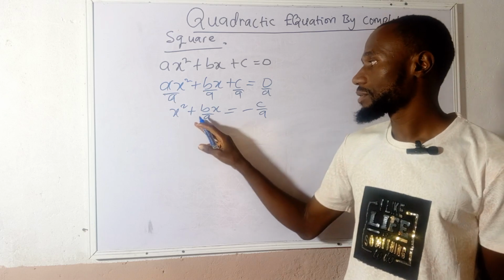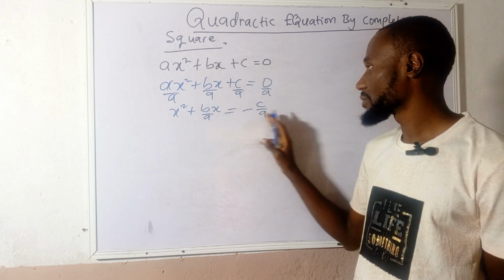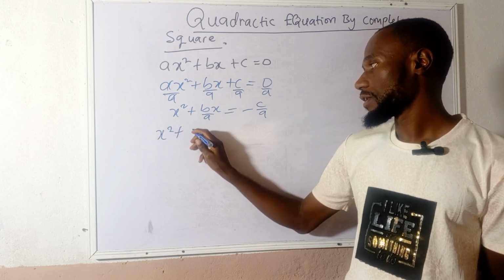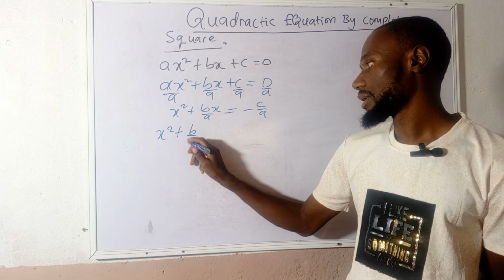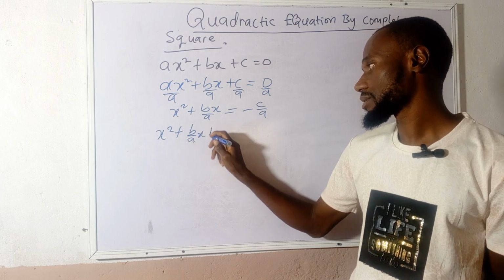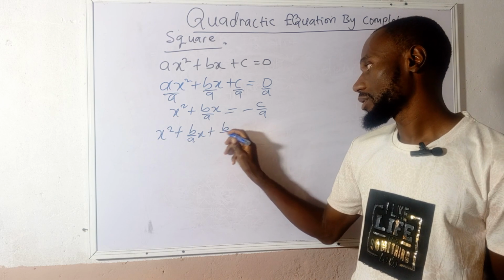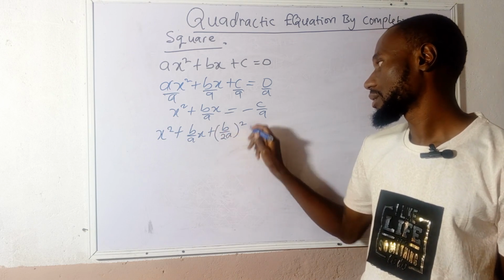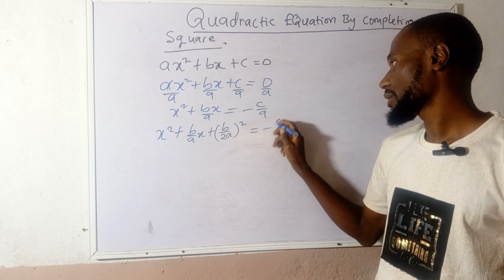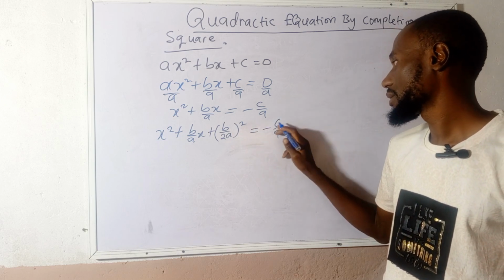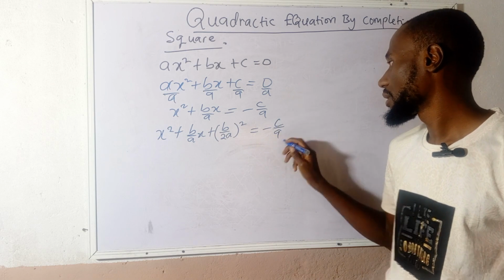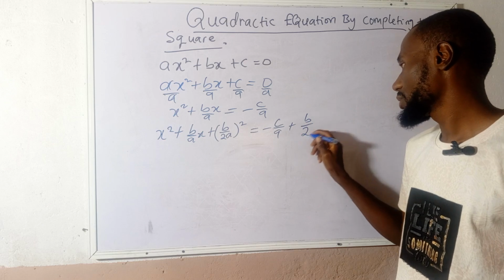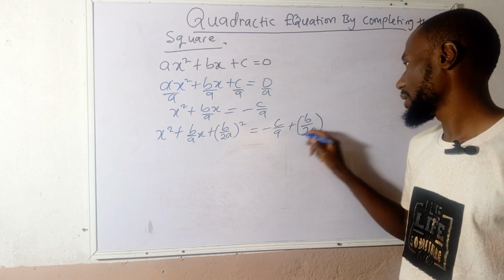Then secondly, we are going to find half of b, square it and add it to both sides. We have x squared plus b all over a x plus b all over 2a squared. This is equal to minus c all over a plus b all over 2a squared.